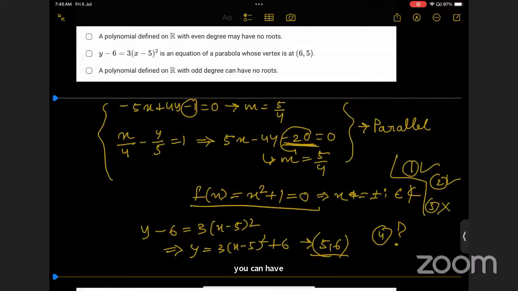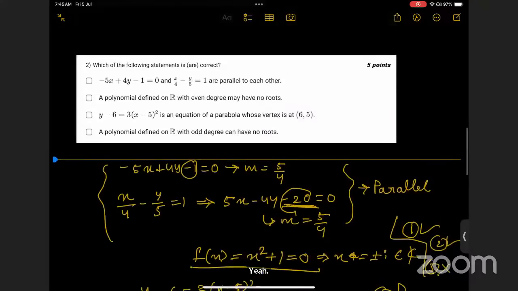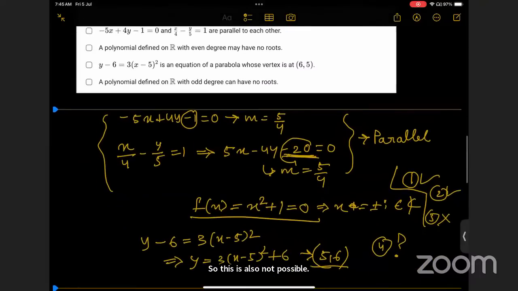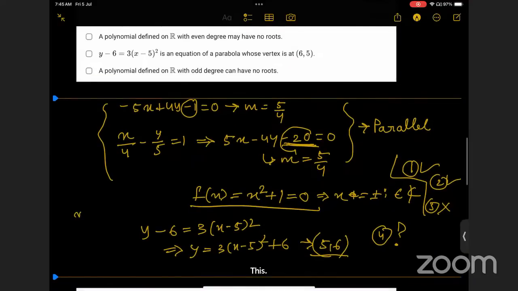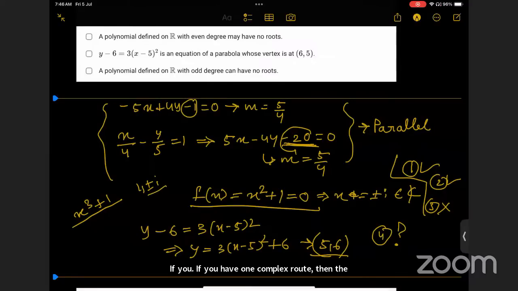Yeah. So this is also not possible. Ma'am, can you give an example for the last option? Yeah, sure. This is the general case, right? But still, if you just consider this equation, you will have 1 and plus minus i. If you have one complex root, then the conjugate of this root will also be a root. So obviously, at least one root you can find which is real. So always at least one root will exist.